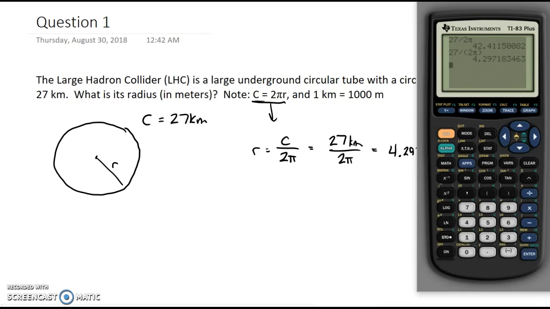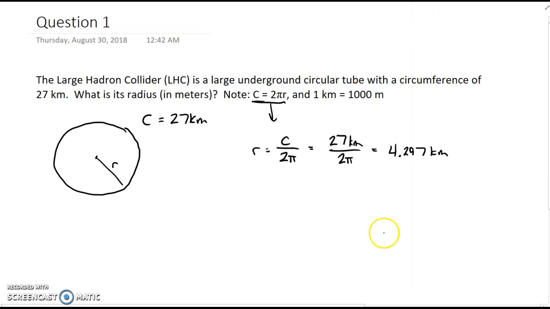What's happening when you don't have the parentheses is your calculator will take 27 divided by 2, which is about 13.5, and then multiply it by 3.14, which gets you the 42. So be careful in your calculator when you divide by two values that are being multiplied that you put the parentheses in there to make sure that they're grouped together. I could also type this in as 27 divided by 2 and then divided by pi again, and I should also get the 4.297. However, I'm not done in this problem because they ask for the radius in meters.